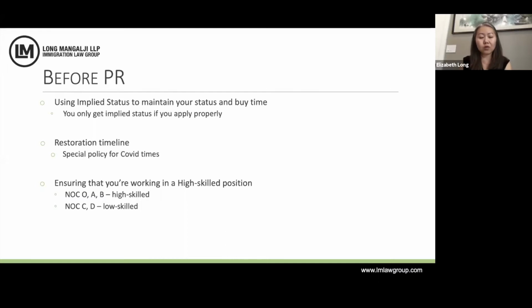And the NOC codes have divided all of the different occupations into 5 different categories. O, A, and B are high skilled, C and D are low skilled. Okay, so when you're doing a job, you have to know whether or not what you're doing is high skilled or low skilled. I always like to play a little game with you guys to see if you can figure out sometimes what is high skilled and low skilled.